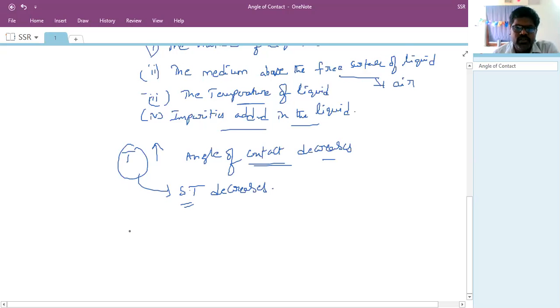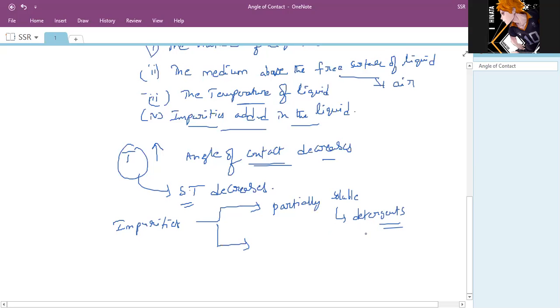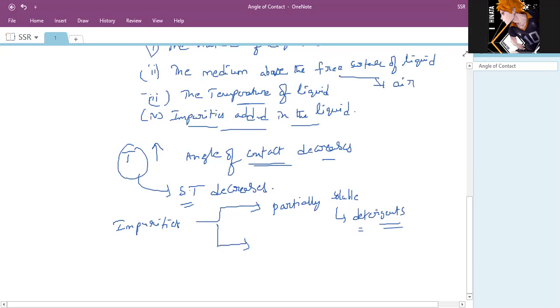Next, the amount of impurities added. Impurities are of two types: completely soluble or partially soluble. Partially soluble, like detergents. If we add detergents to a liquid, let us say water, what happens? Normally, we add detergents in everyday life for removing stains on cloth.